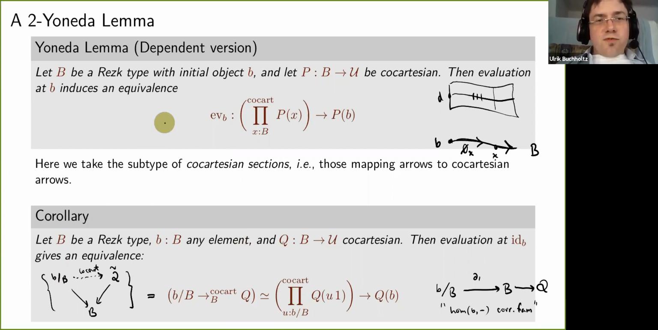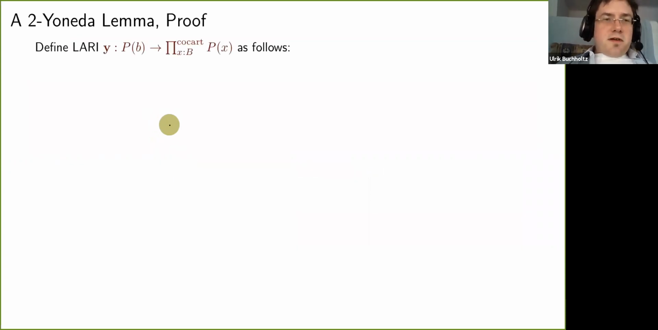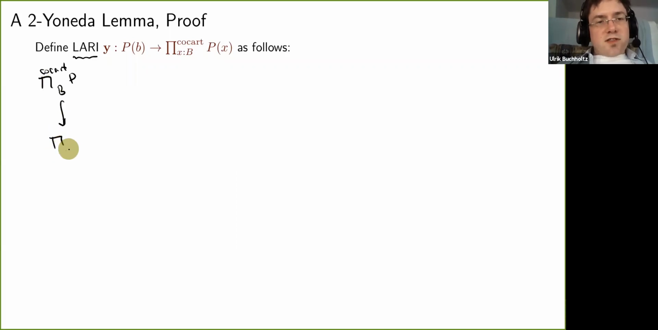Then I'm going to prove this version. Okay, so I put the beginning on the slide and then I'm going to draw the rest of it. So I'm actually not going to prove that the Yoneda map is left adjoint right inverse, but we do that in the paper. So what are we going to do here? So we have this type of Co-Cartesian sections, Co-Cart EP. This is a subtype of all the sections.